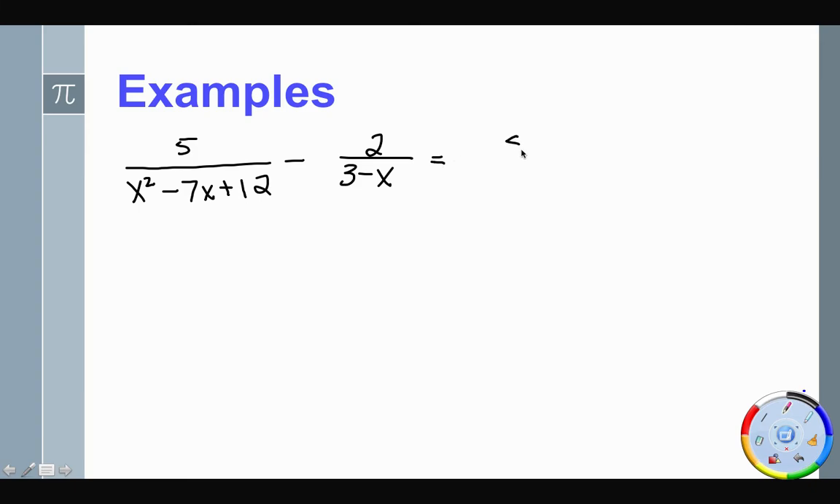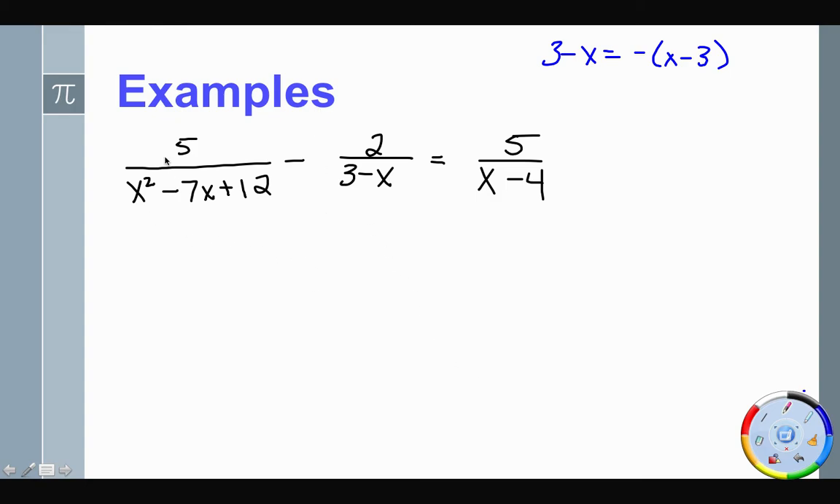equals 5 over x minus 4. Now, there's something in this particular problem that I would like to point out. One of the previous videos said something about the 3 minus x. 3 minus x is just the opposite of x minus 3. So a good thing to do in this case is to change that, because we like to look at 3 minus x as x minus 3.